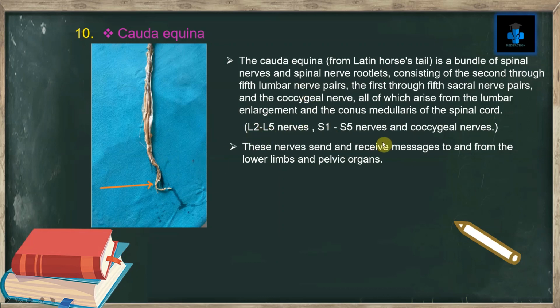This is an easy representation. L2 to L5 nerves, S1 to S5 nerves, and coccygeal nerves. These nerves send and receive messages to and from the lower limbs and pelvic organs.